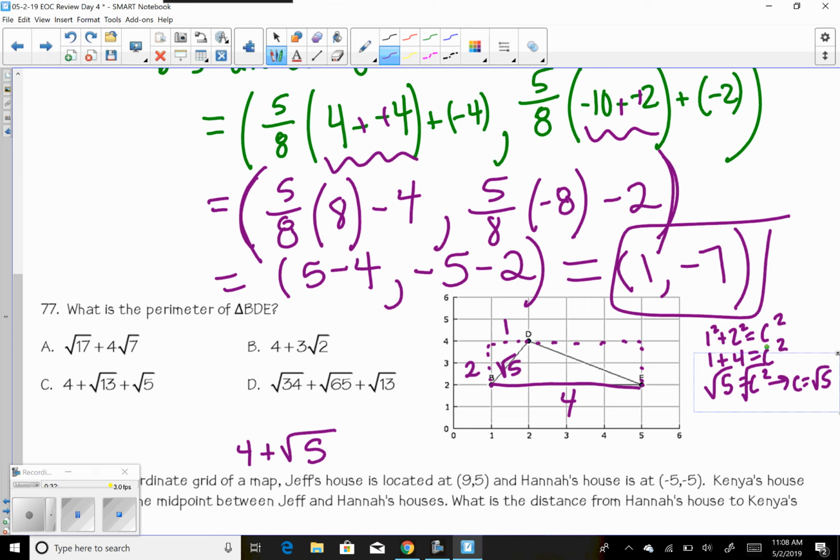Can I get rid of some stuff? Yep. None of those have what I need, right? And you can plug in if you need to check.